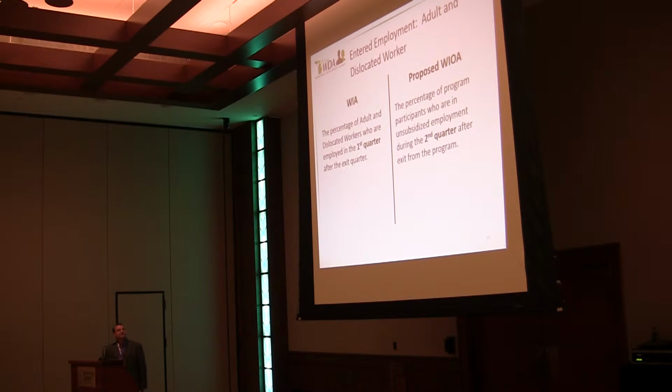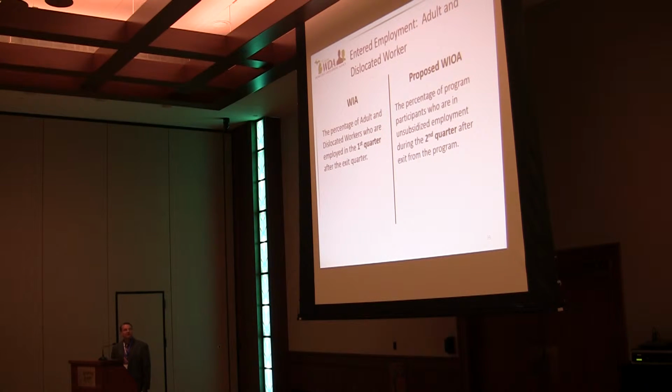One of the first measures is what we'll call entered employment, although I don't know if it's referred to that in the regulations. I think they just call it employment in second quarter. Right now we measure that for adults and dislocated workers in the first quarter after exit. Under WIOA, they're going to change that, and it's going to be the second quarter after exit.